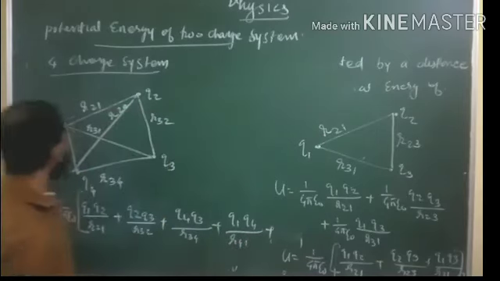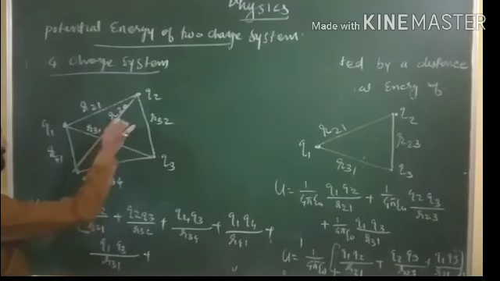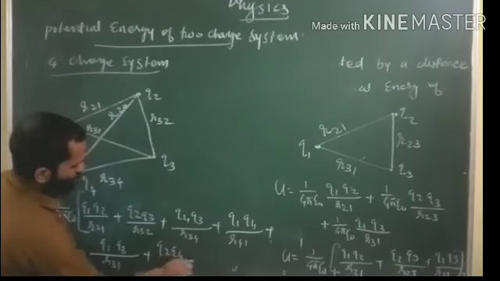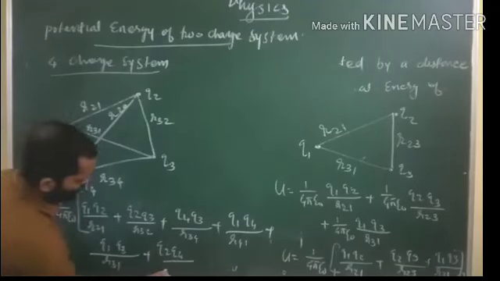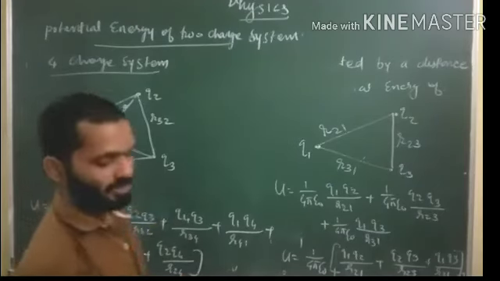R41 plus the next one, see 1 2 3 4. Now we want to take these two diagonals, so this will be Q1 Q3 divided by R31 plus. Now the last one is Q2 Q4 divided by R24. So this is the total potential energy of this four charge system.